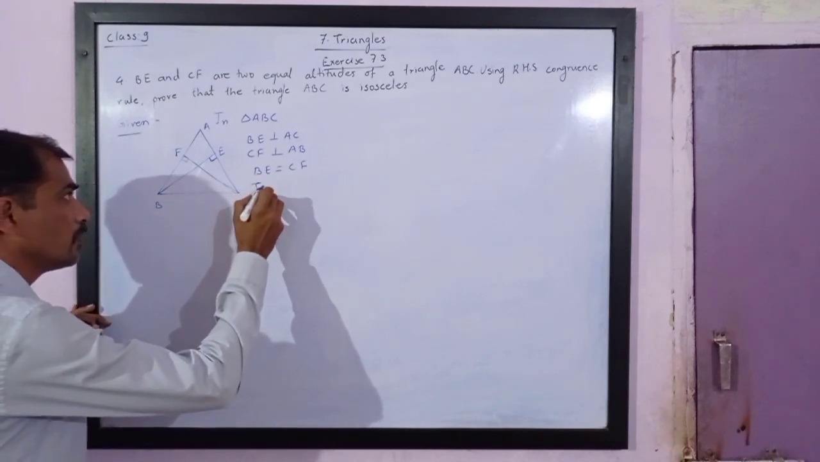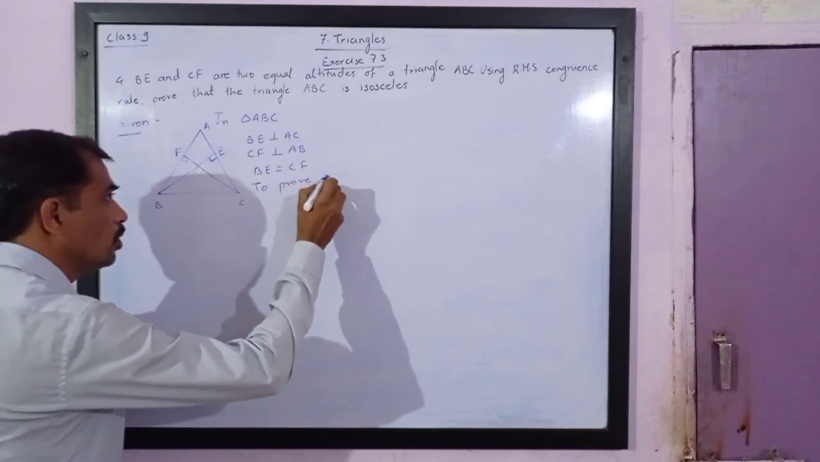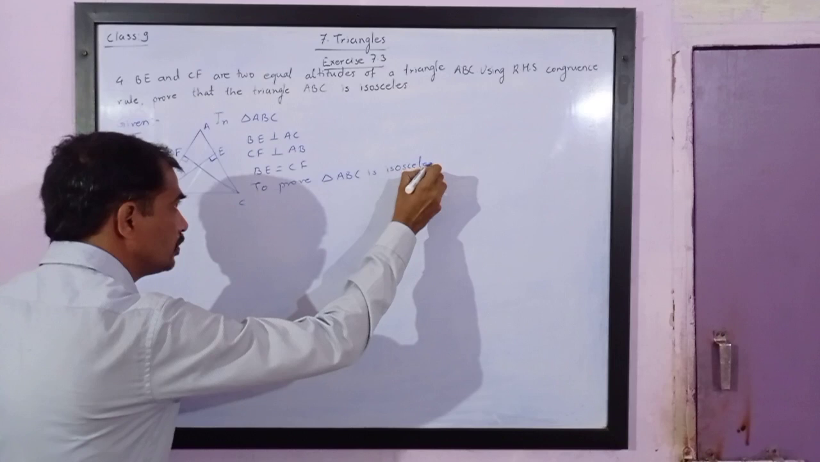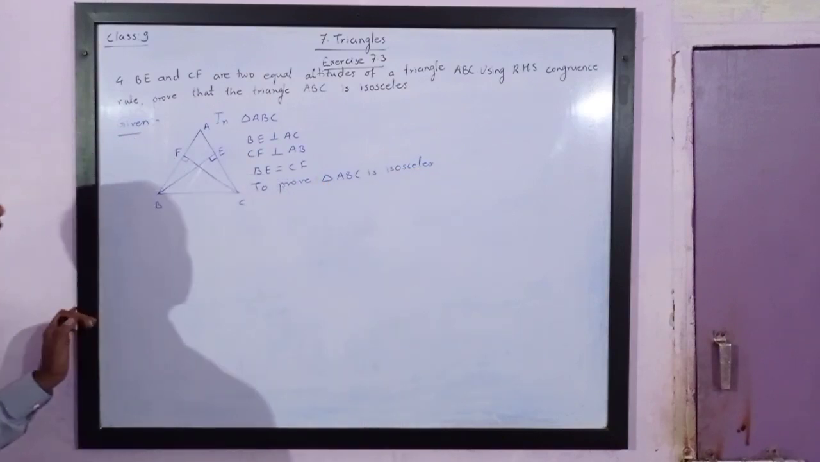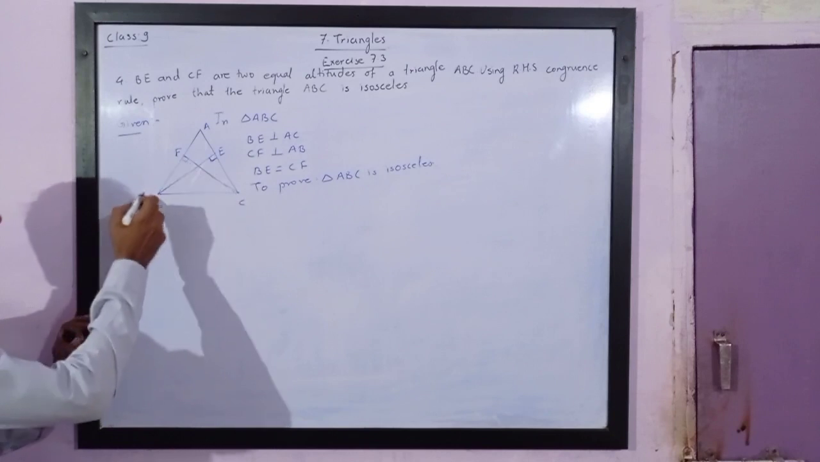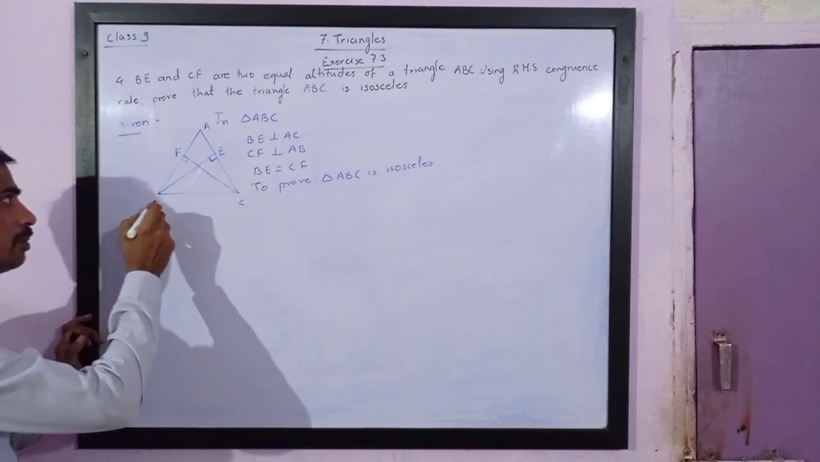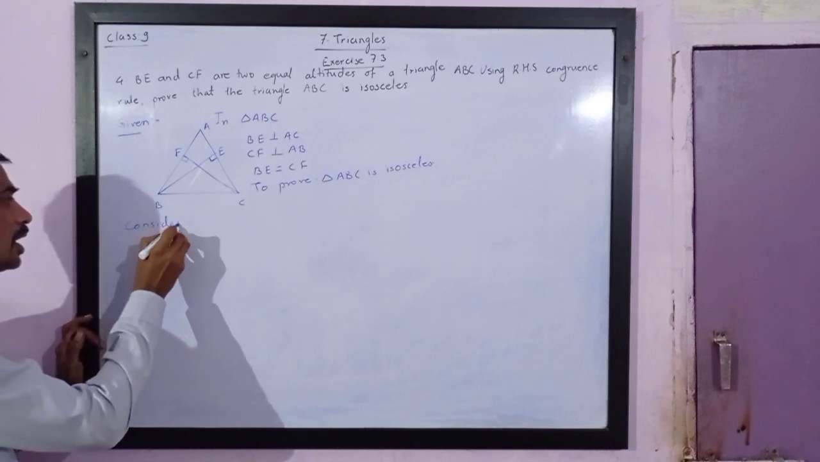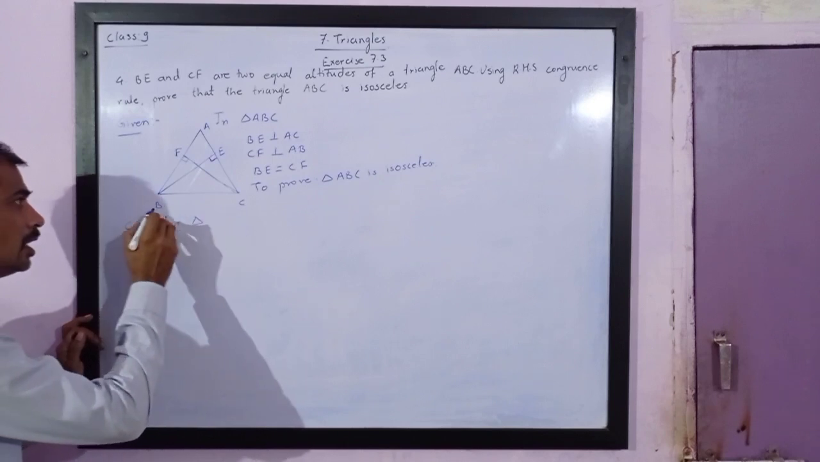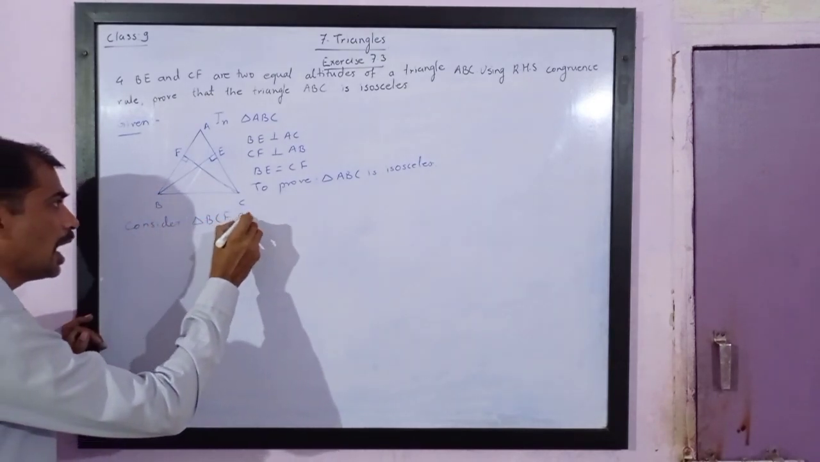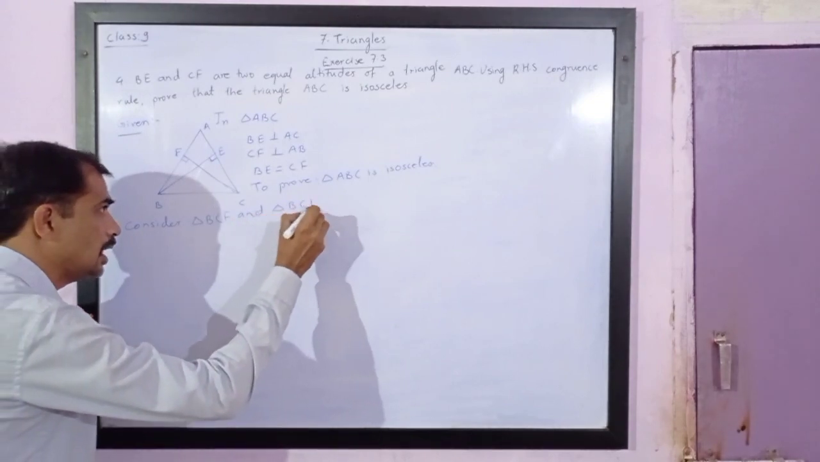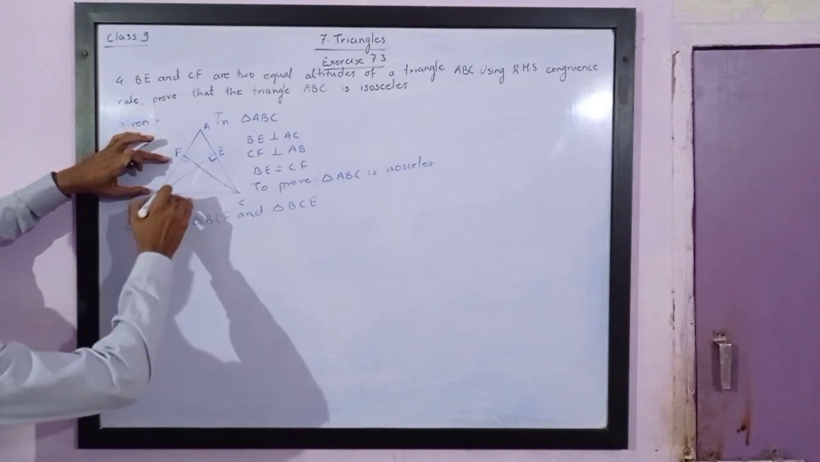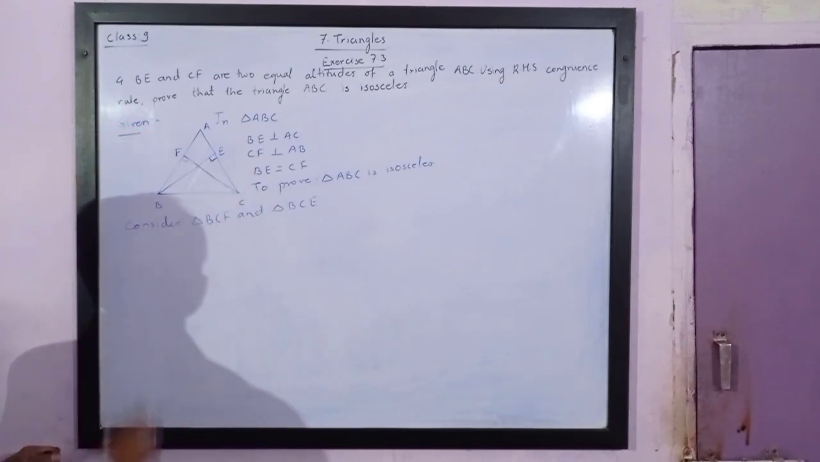So to prove triangle ABC is isosceles, now for this, let us consider triangle BCF and BCE. So consider triangle BCF and triangle BCE. Watch carefully. I am going to consider this triangle BCF and this triangle BCE. In these triangles, let us see what is given to us.